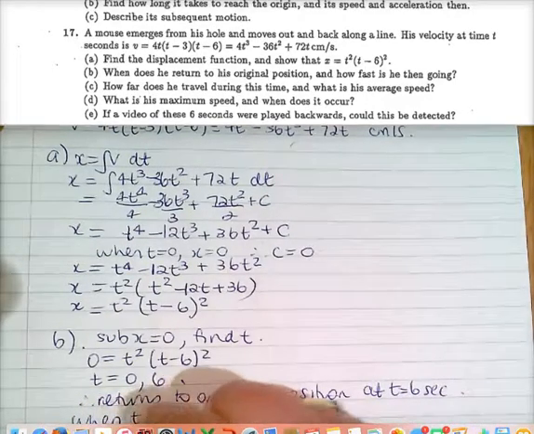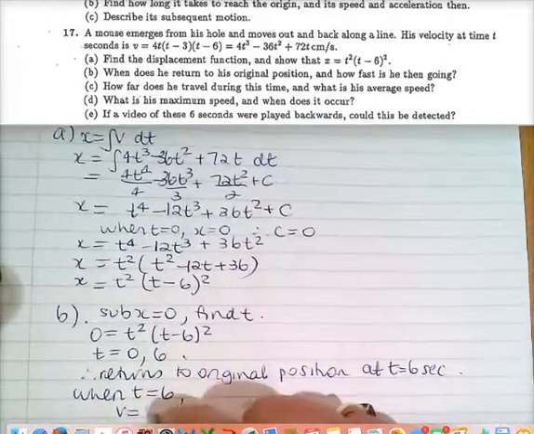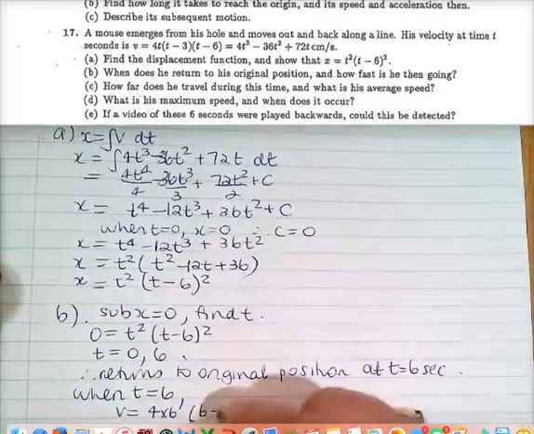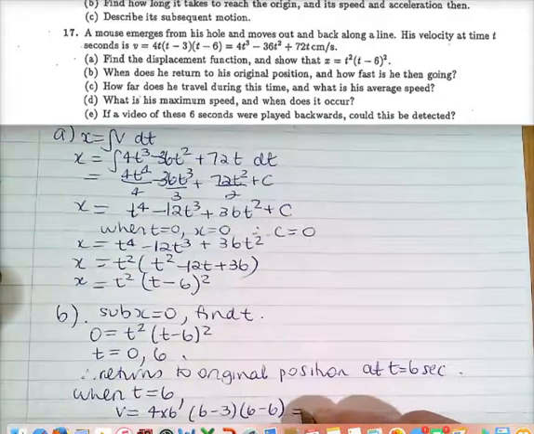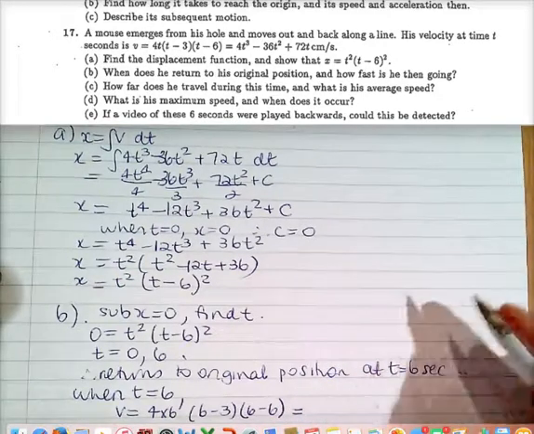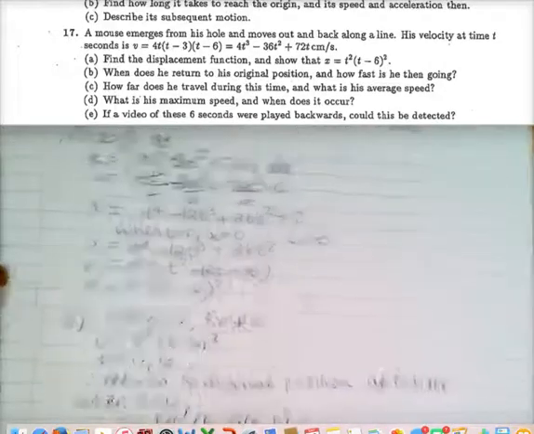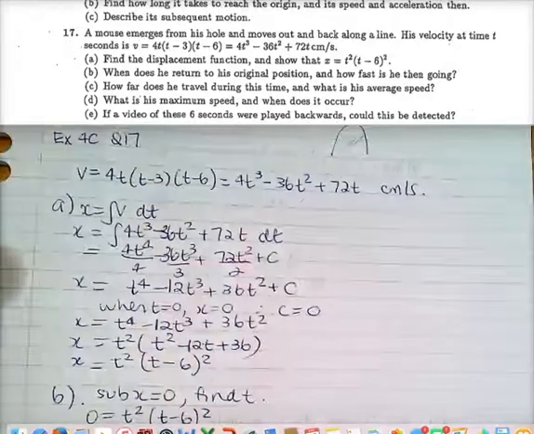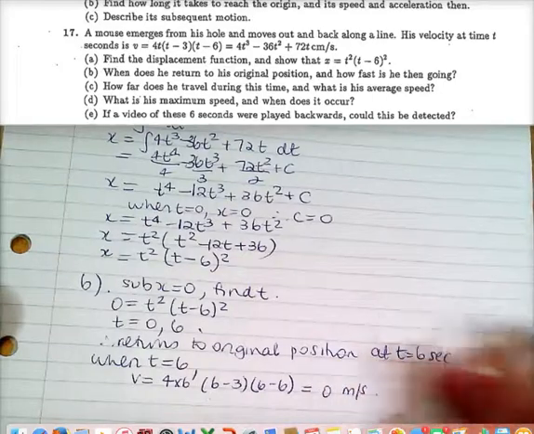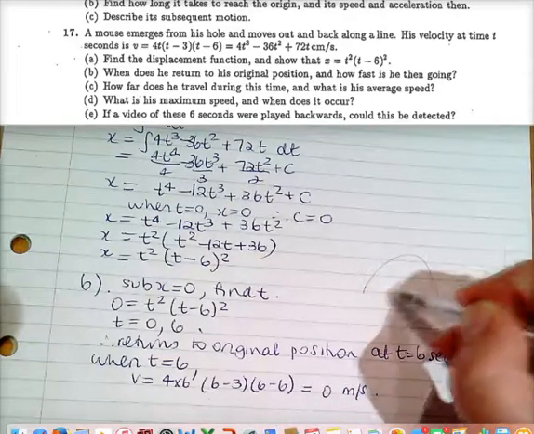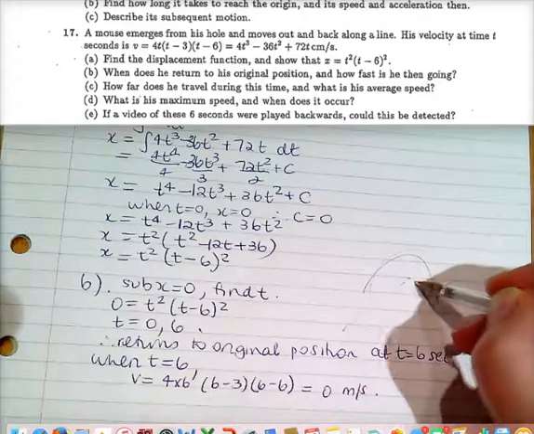So when t equals 6, just substitute into the velocity equation, we get v is 4 times 6 bracket 6 minus 3 times 6 minus 6. Well, that gives us 0 by the looks of things. So I've just put it into that factorized form up here because I thought it's just much easier to work it out, and we get 0 meters per second. So when he gets back to the hole after 6 seconds, so here is the hole, he goes out and comes back. And then he stops when he comes back.